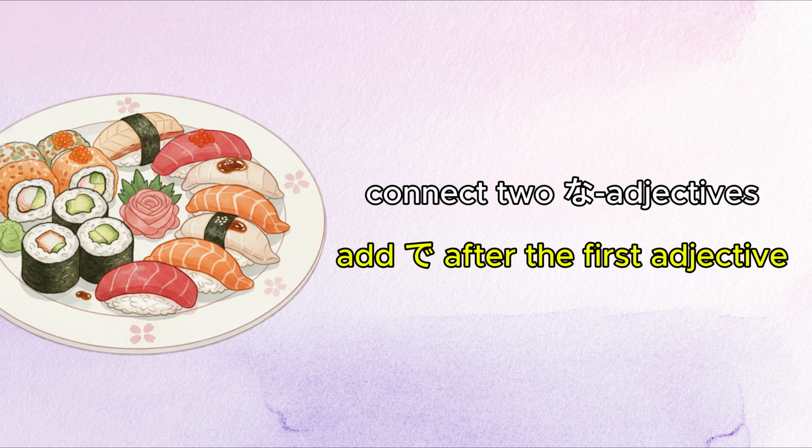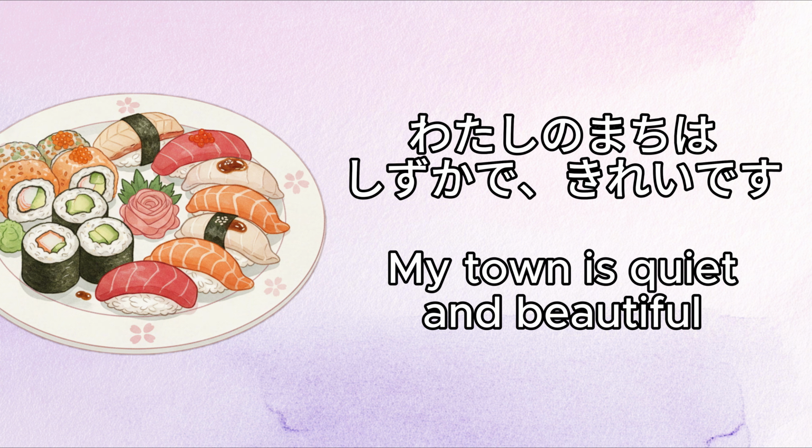Next, let's learn how to connect two not-adjectives. To do this, you add de after the first adjective. Let's practice a sentence. The sentence is 私の町は静かできれいです. This means, my town is quiet and beautiful.